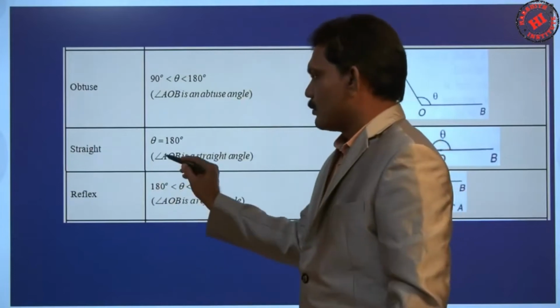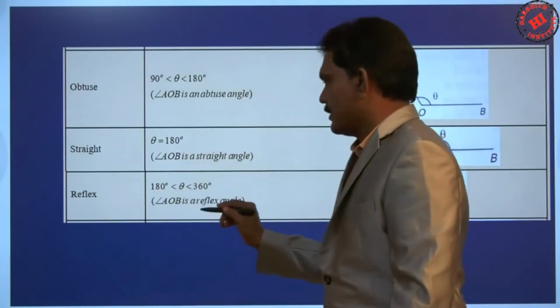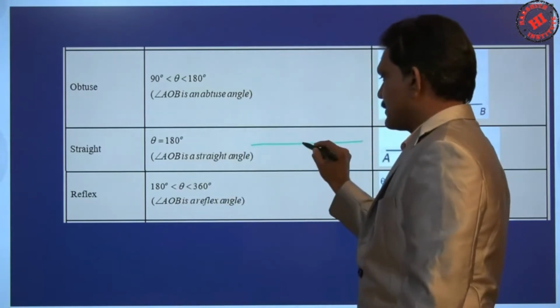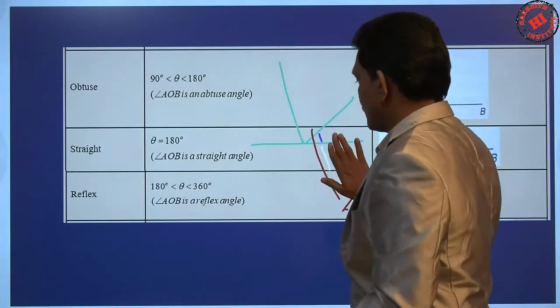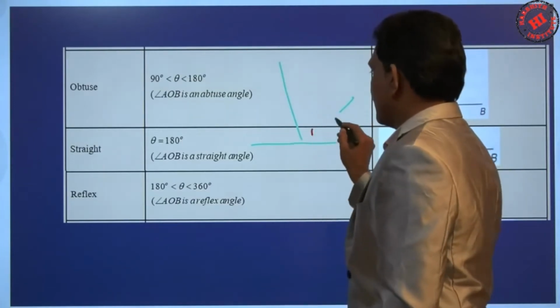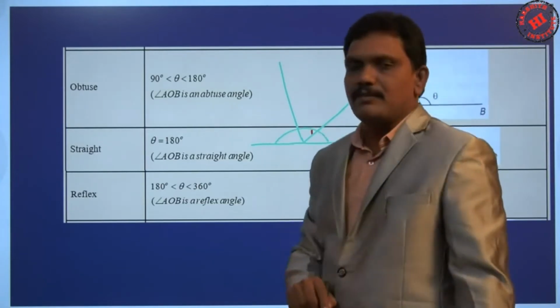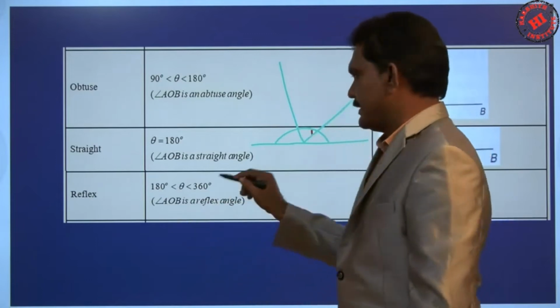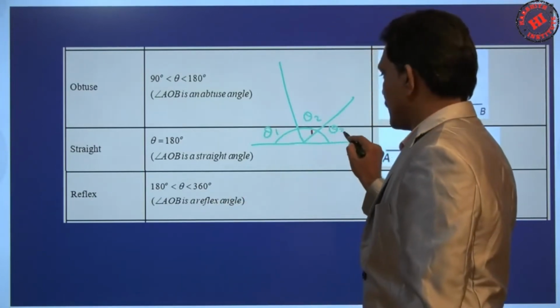If theta is equal to 180 degrees, we call it a straight angle. That means the sum of all angles on one side of the straight line is called a straight angle. That is, the sum of all angles on one side of the straight line is 180 degrees. This is theta 1, theta 2, theta 3.